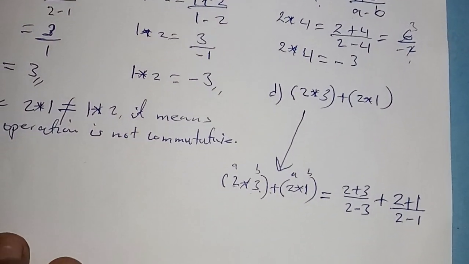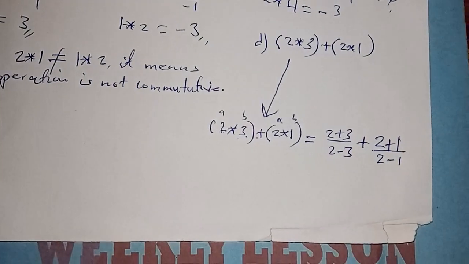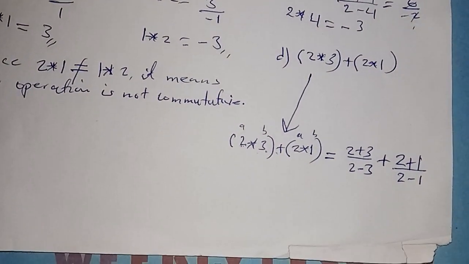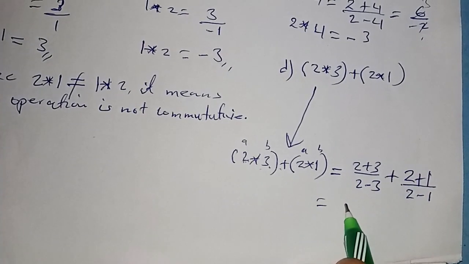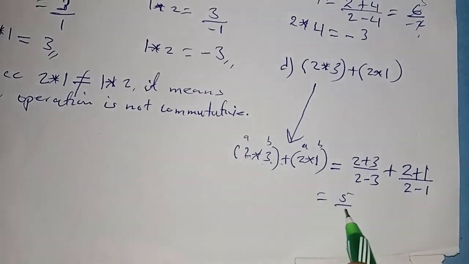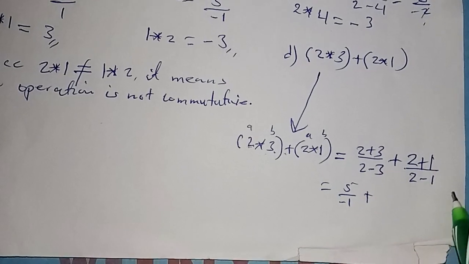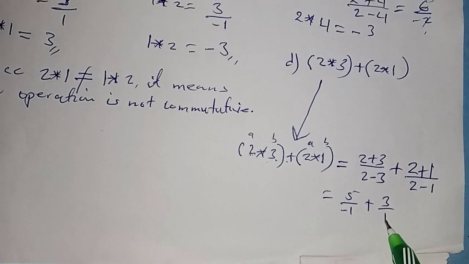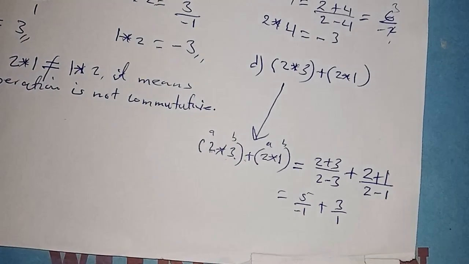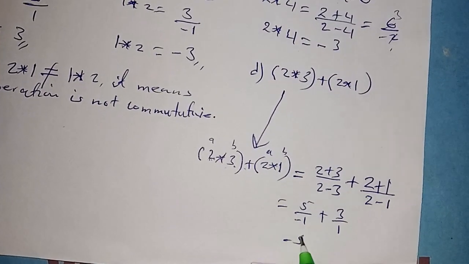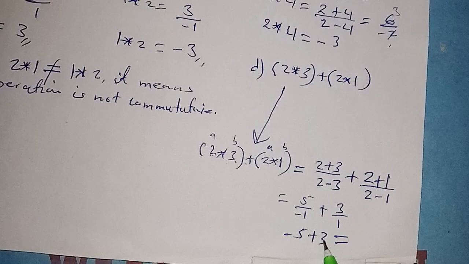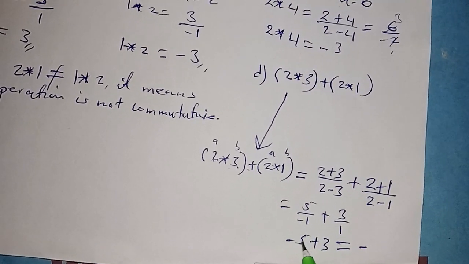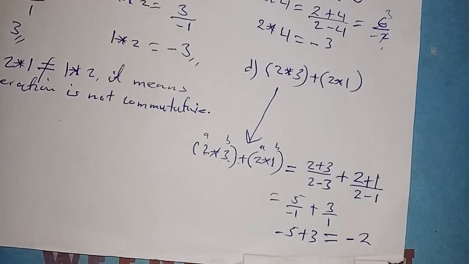With that analysis, we can go on now and solve the problem very easily, right? We know very well that 2 plus 3 will give 5, divided by minus 1, plus this will be 3, this will be 1, right? So if you do your math here, you know here will be negative 5 plus 3. And your answer here will just be negative, the higher numerical, which is 5, be negative 2.